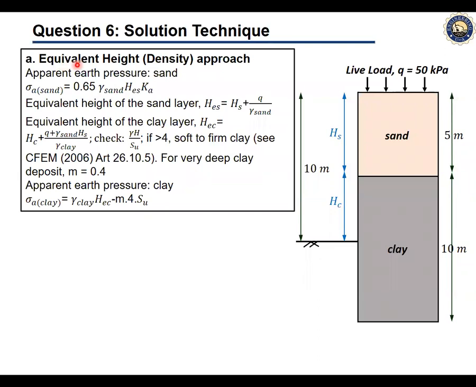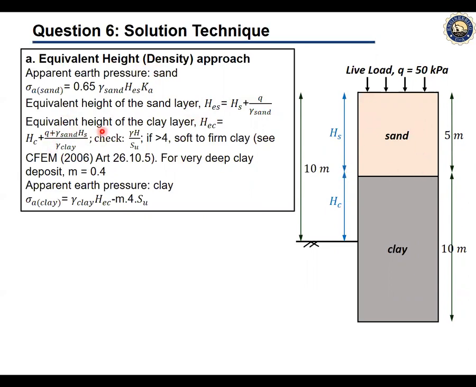So using the equivalent height density approach, we know the apparent earth pressure in sand, sigma A, equals 0.65 gamma sand HES times Ka, where HES is the equivalent height of the sand layer, which we can easily determine using this equation, where Q is the surface live load, gamma is the unit weight of the sand, HS is the height of the sand layer.